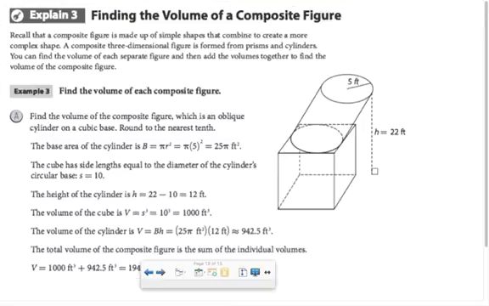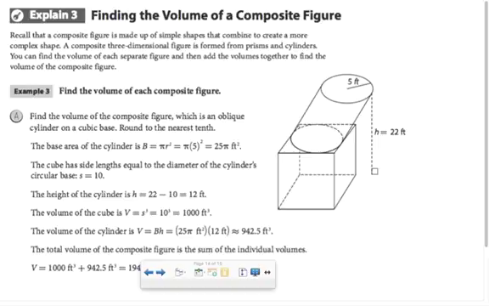Remember that a composite figure is just a couple or a few simple shapes put together to create a more complicated shape. And so in example 3, part A, you see a cubic base with an oblique cylinder on top of it. And we're given the height of the whole figure and the radius of the cylinder. So let's see how they used that.